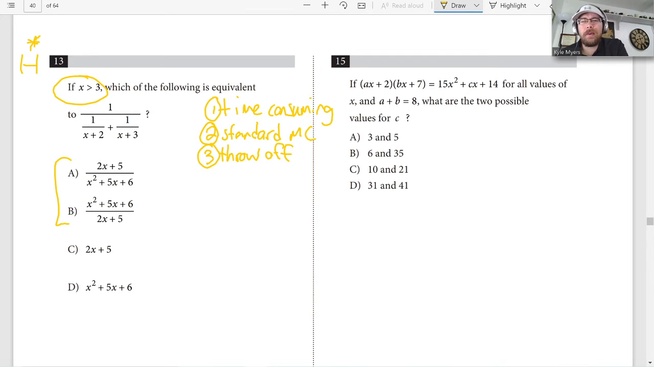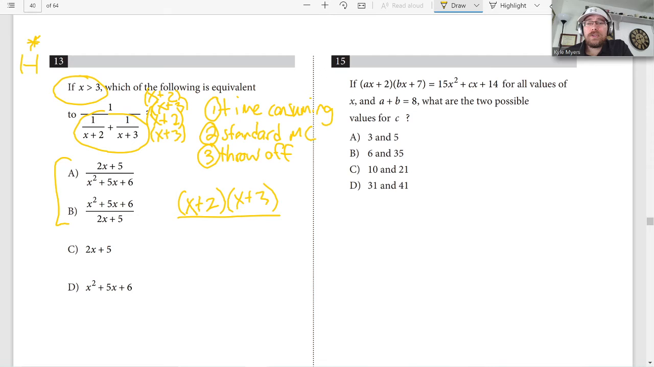There's a couple different ways you could do it. You could combine these first and then do like a keep change flip, or you can just multiply them both by x plus 2 and x plus 3 on the top and on the bottom. All right, so if I multiply that on the top and on the bottom, then I'd have x plus 2, x plus 3 on the top. So it's likely that it's b, because look, if I multiply all that out, I get b.